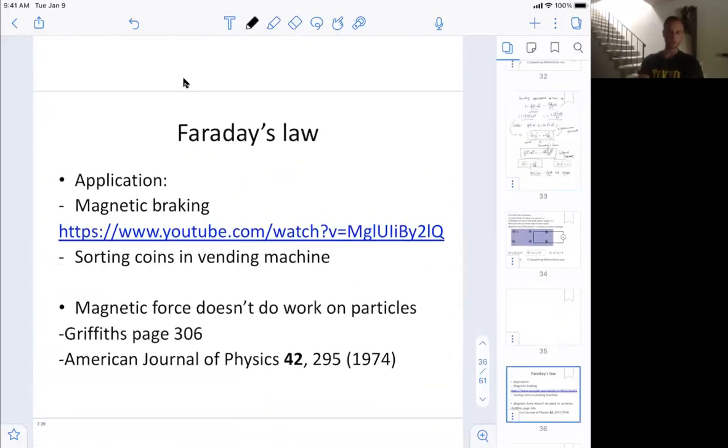Now, one of the applications is magnetic braking. So let's look at a video to show what we mean by magnetic braking.